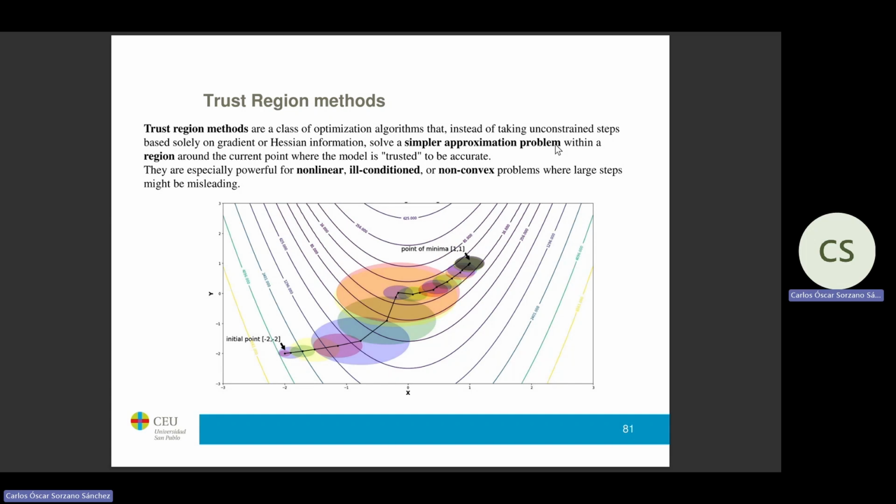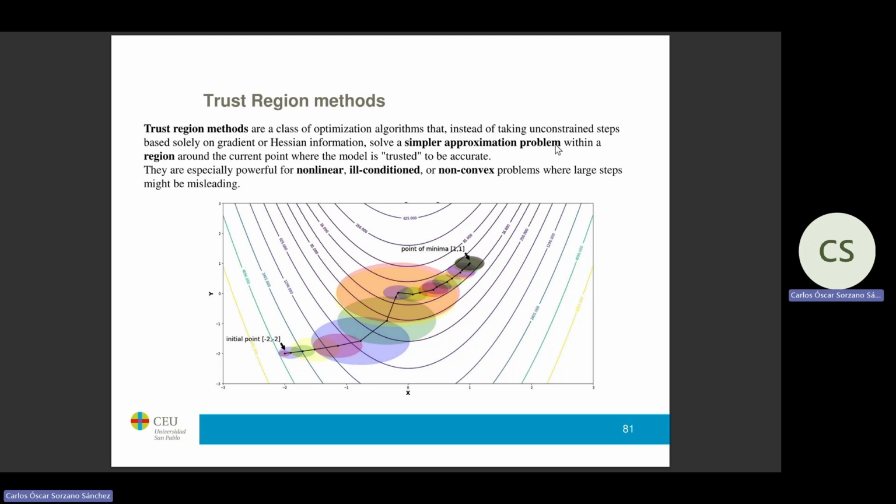So let's say that this one is the landscape of the goal function you want to optimize. You start here, and then the problem with the evaluation of this function is that it is non-linear, it is ill-conditioned, it is non-convex, or it is very expensive. So let's say that evaluating the function takes, I don't know, 10 seconds, while evaluating a small model that approximates the function is just milliseconds.